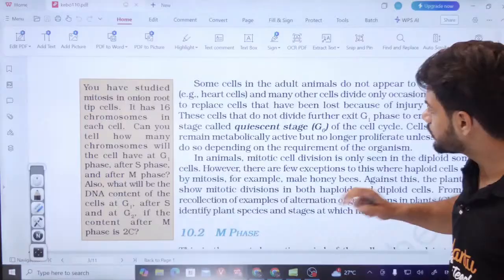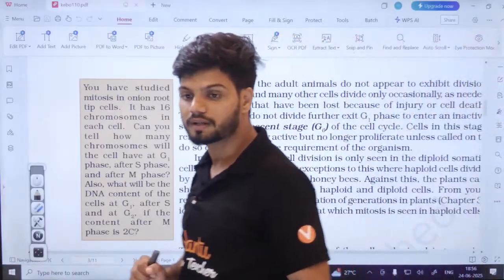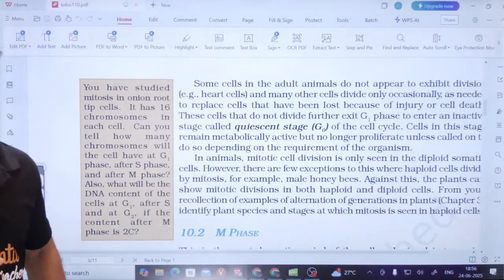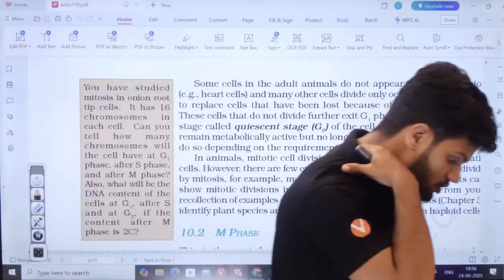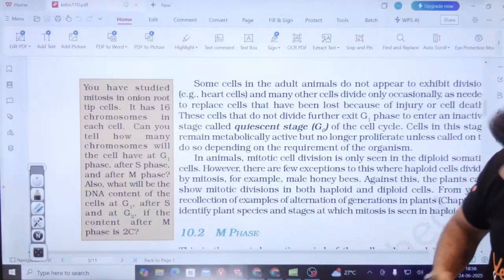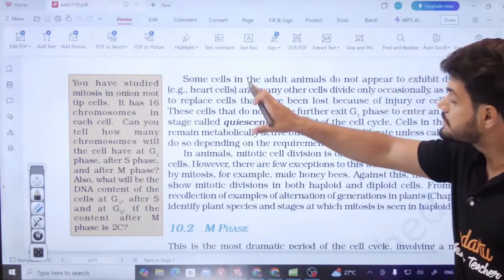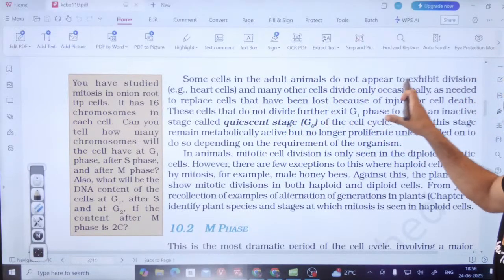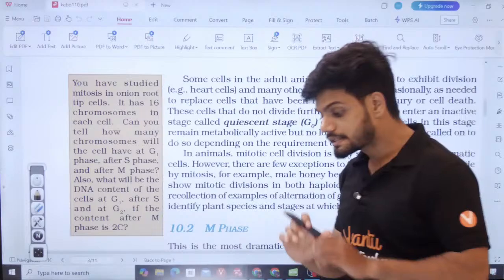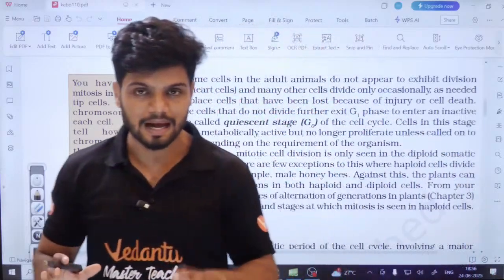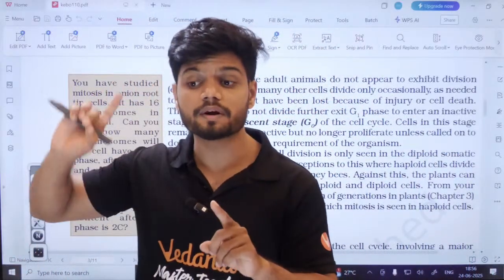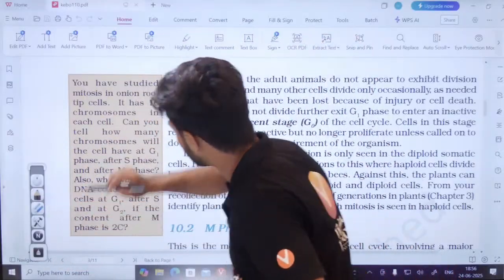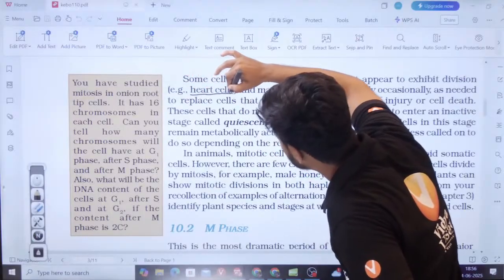Now we come to something called G0. Students, please understand what exactly is G0. I told you, some cells in the adult animal do not appear to exhibit division. Some cells do not divide. I'll give you one simple example apart from what is given here. One is the heart cell. All of you should know, heart cell is a cell which does not divide.